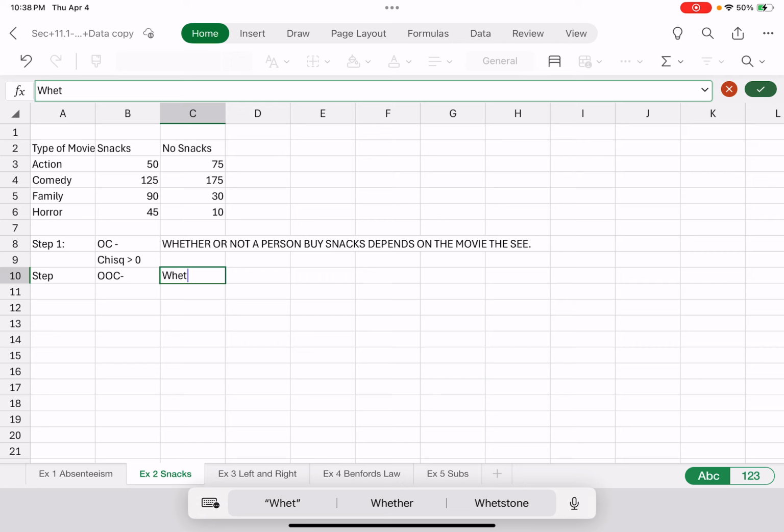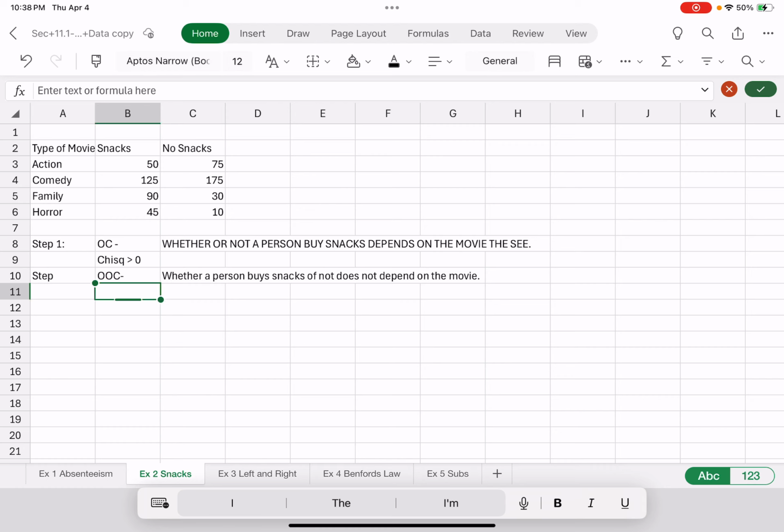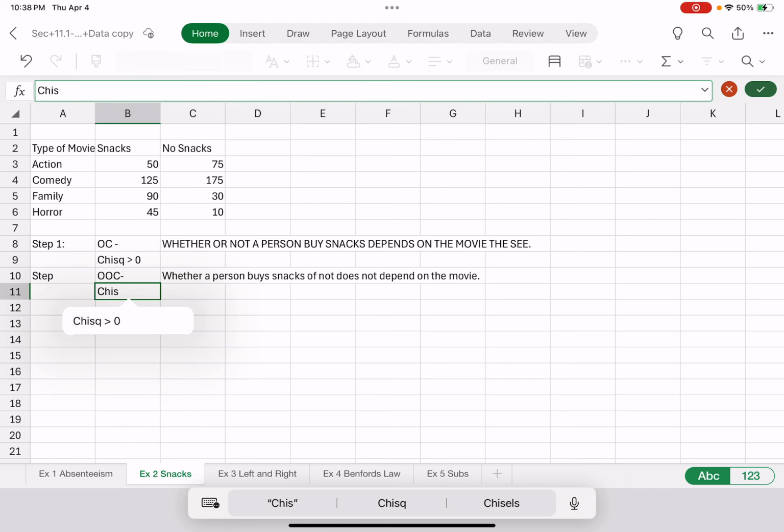Whether a person buys snacks or not doesn't depend on the movie. Go ahead and leave it at that. So this is saying that they are behaving as though they are independent. Their choices of snacks and movies are behaving as though they were independent.